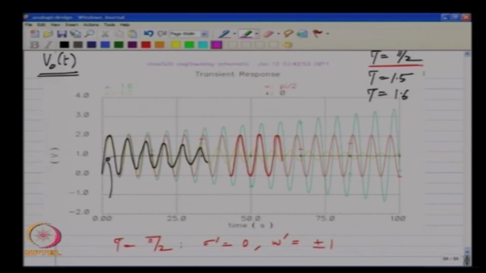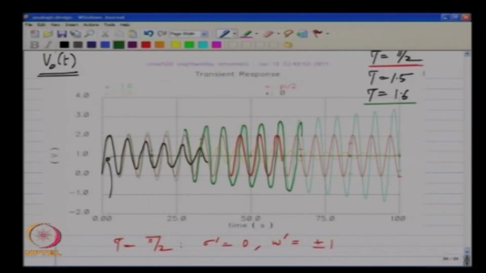And if you now go to the other case where tau is slightly greater than what is required to have the poles in the right half plane, you will see that sigma is positive. So, the amplitude of this sinusoid goes on increasing. In this case sigma prime is positive. So, the solution blows up, and if you wait for long enough it will blow up to infinity. So, this is the general nature of the solution.